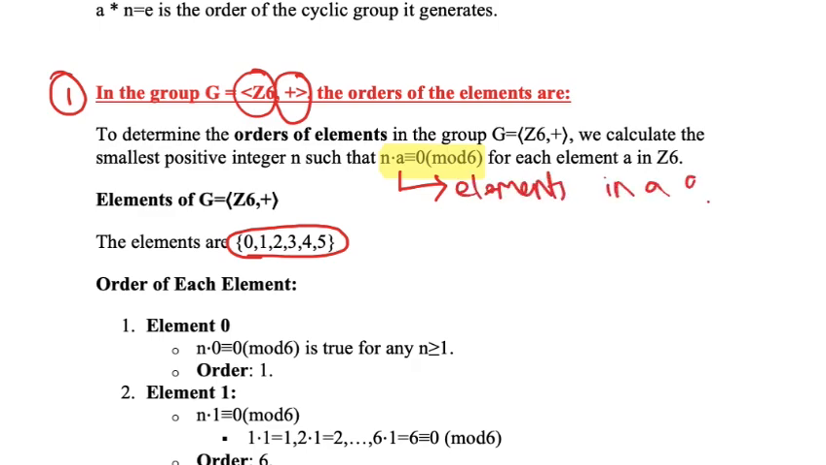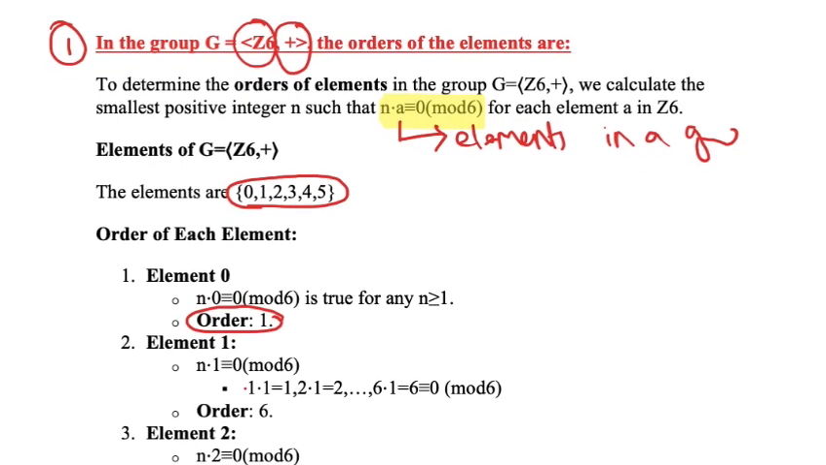Elements in a group: 0 is the first element, then 1. These are all a0, a1, a2 like that. These are all called a, and n is the order. So considering the first element, that is 0, the formula n into a equal to 0 holds. n into 0, for all values of n, will be equal to 0. So the order will be equal to 1.